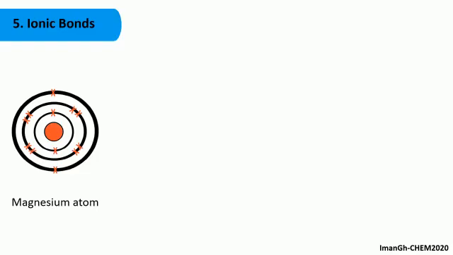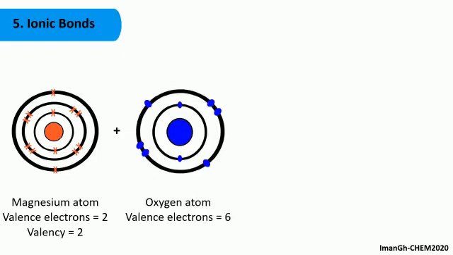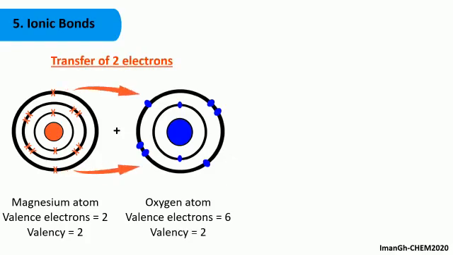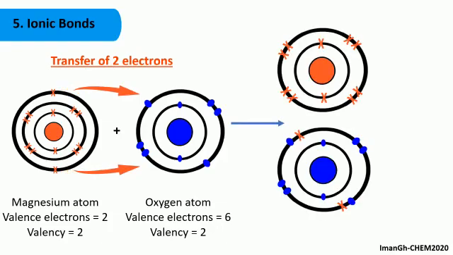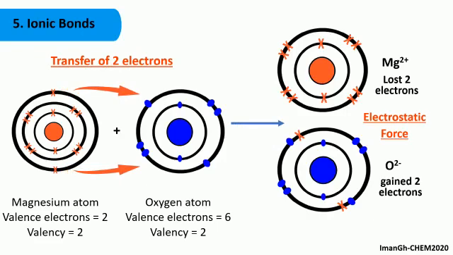The magnesium atom has 2 valence electrons, so it will lose 2 electrons to become stable, whereas oxygen has 6 valence electrons, so it will gain 2 electrons to become stable. 2 electrons will be transferred from the magnesium atom to the oxygen atom. This will lead to the formation of magnesium oxide, where an electrostatic force forms between the 2 ions.